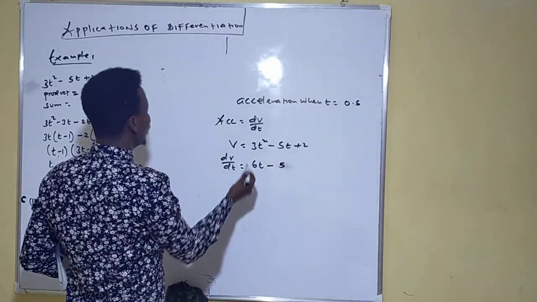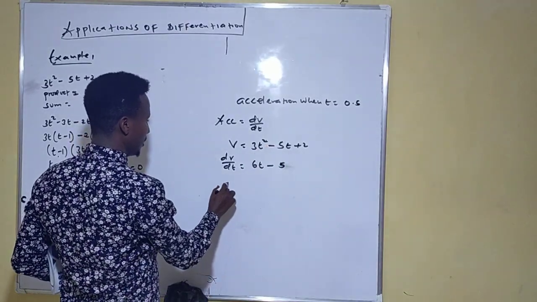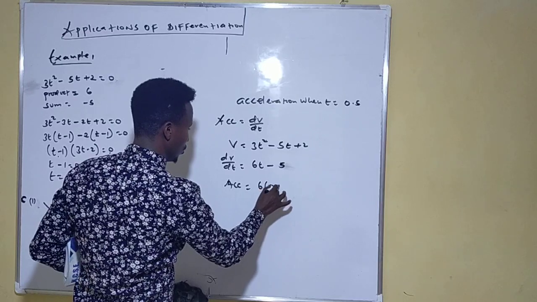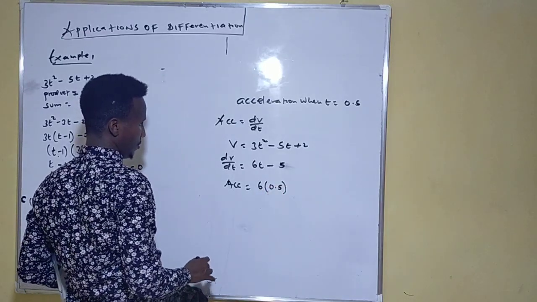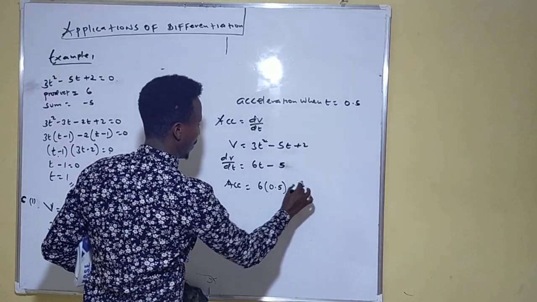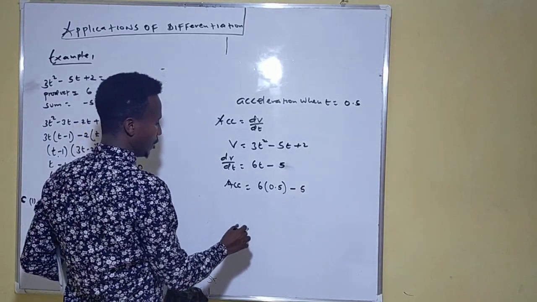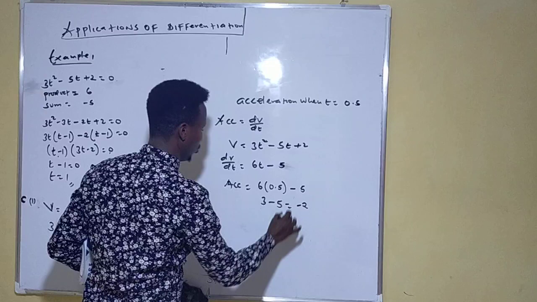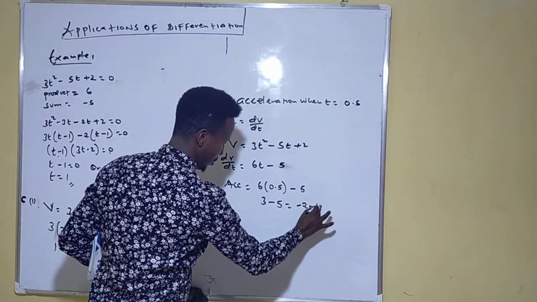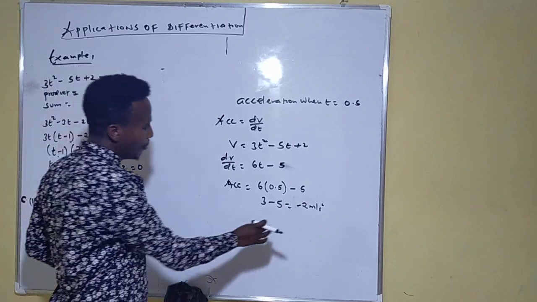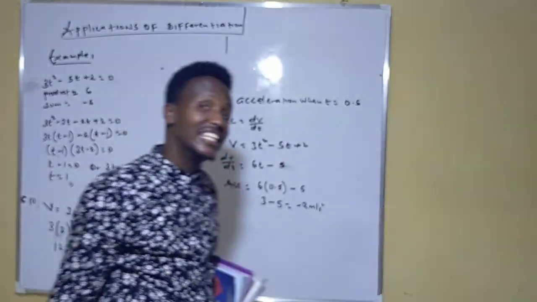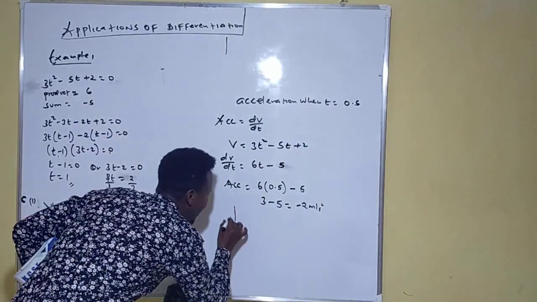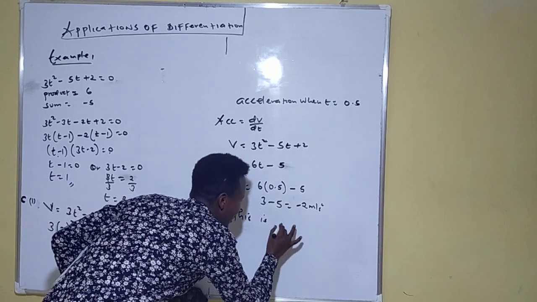So when t is equal to 0.5, acceleration will be 6 into 0.5 minus 5. This will be 3 minus 5, which is equal to negative 2 meters per second squared. The moment you get a negative value, remember this is deceleration or retardation. So you're told to explain, remember. You're going to say this is retardation.